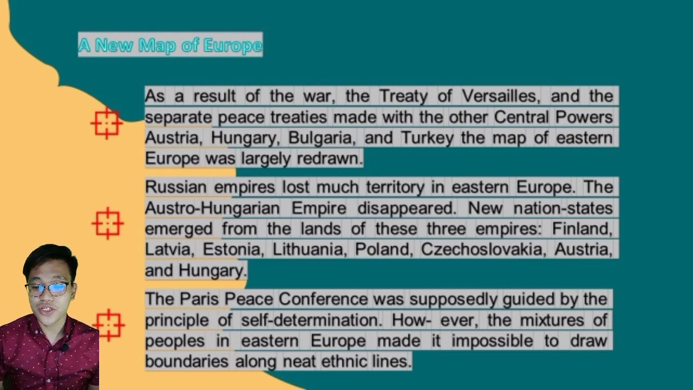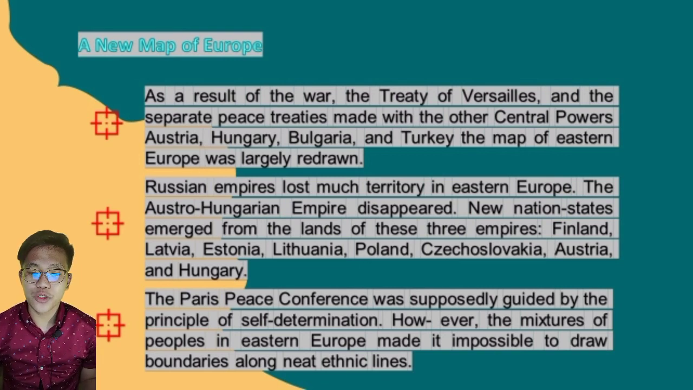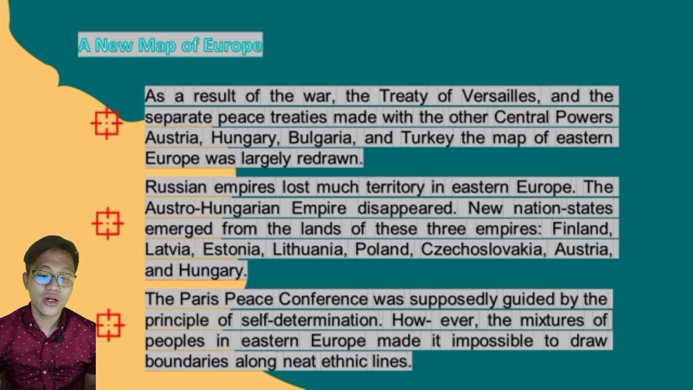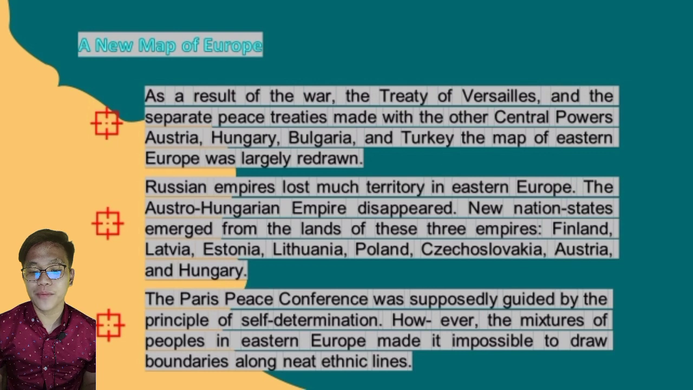Yet another centuries-old empire, the Ottoman Empire, was broken up by the peace settlement. To gain Arab support against the Ottoman Turks during the war, the Western Allies had promised to recognize the independence of Arab states in the Ottoman Empire. Once the war was over, however, the Western nations changed their minds. France took control of Lebanon and Syria, and Britain received Iraq and Palestine. These acquisitions were officially called the Mandates.